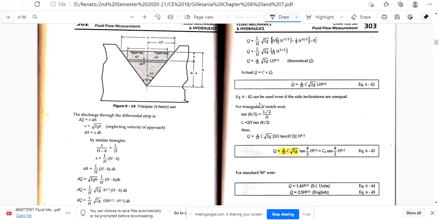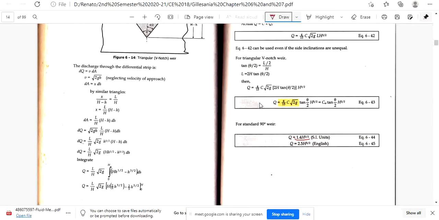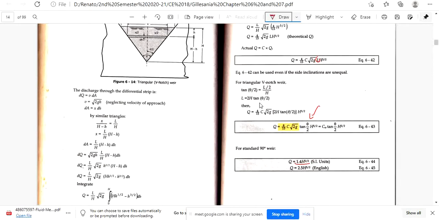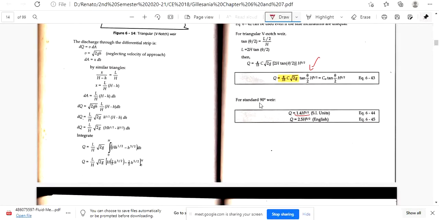So for standard 90 degrees kani imong gamiton nga formula 1.4 H to the 5 halves. Kung English 2.5 H to the 5 halves. Okay. So mo ni imong equation nga gamiton. So basta kay mo ni ang equation nga gamiton kani siya we are considering L pa man kani nga L. So which is na error. So usually kani may gamiton. Kay we are using triangular V-notch ware man jud.